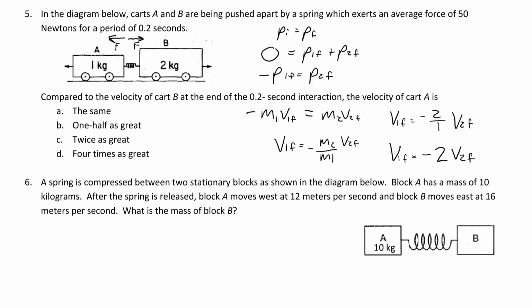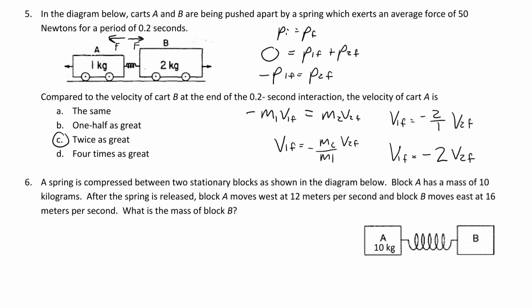So this one is moving slower than this one. A is 2 times greater than B. So if B is moving at 5 meters per second, to find A, you have to do 5 times 2. So you get 10 meters per second in the other direction. So let's see. It says twice as great. So we're going to do C.